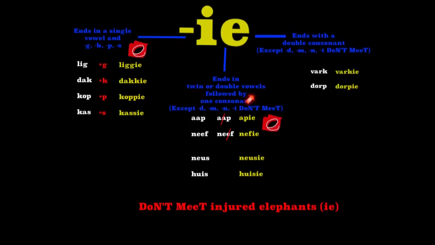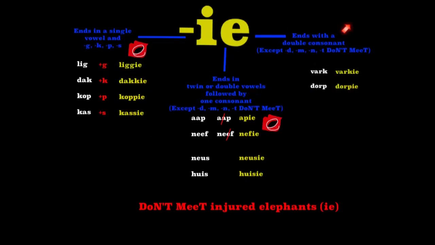The second group is words that end in twin or double vowels that are followed by one consonant. So remember that twin vowels are vowels that are identical, and double vowels are just two vowels that are not necessarily the same. This doesn't apply to words that end in D, M, N, or T, which basically spells out "don't meet". The reason we don't do this is D and T are covered by another ending, and M and N have very special rules that apply to them.